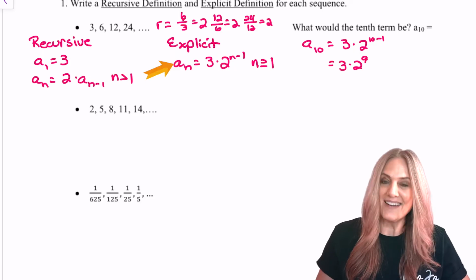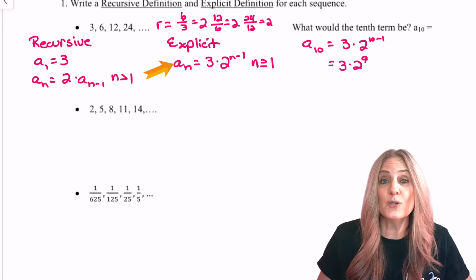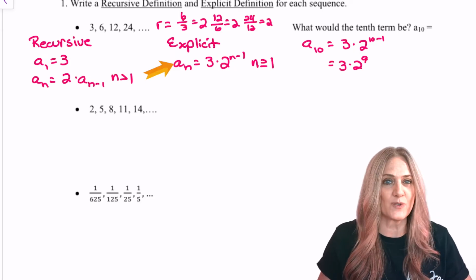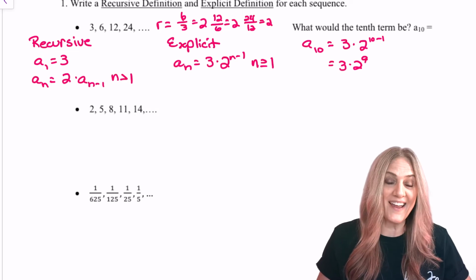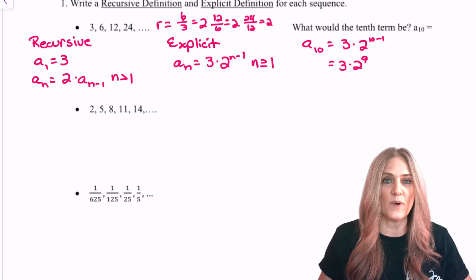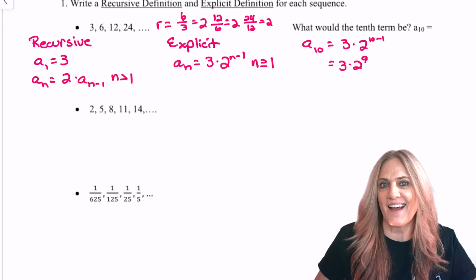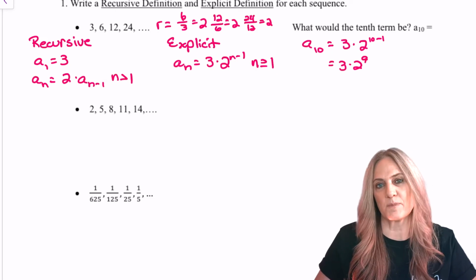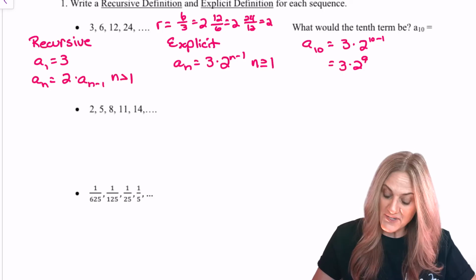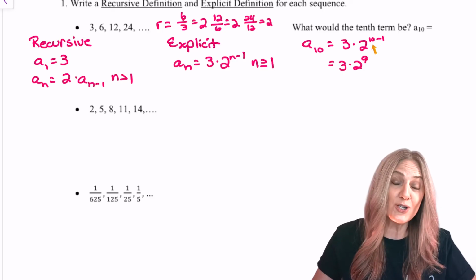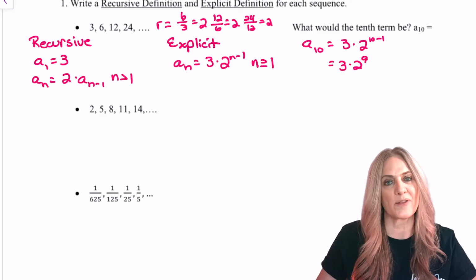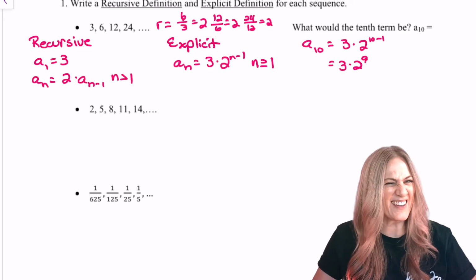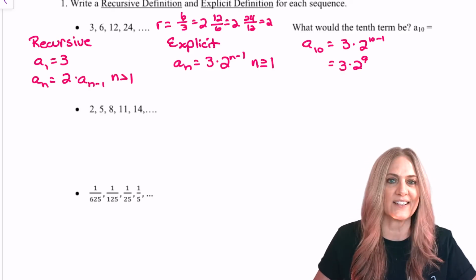Explicit, a sub n equals 3 times 2 raised to the power of n minus 1. This formula is good for n greater than or equal to 1. Figuring out a sub 10, I guess we could have continued multiplying by 2, but it seems easier to go into explicit formula. So a sub 10 equals 3 times 2 raised to the 10 minus 1, or 3 times 2 to the 9th. At this point, I'd need a calculator, so I'm just going to leave it there.